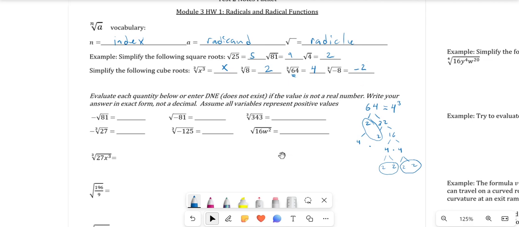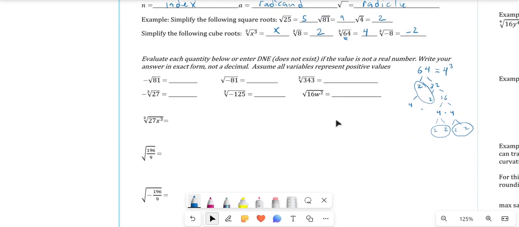Now let's talk about these guys. So minus 81. So again, remember that if you have a negative sign out front, right, what it's really telling you is this is minus 1 times this thing. And we talked about the square root of 81, that's 9, so this is just minus 9.